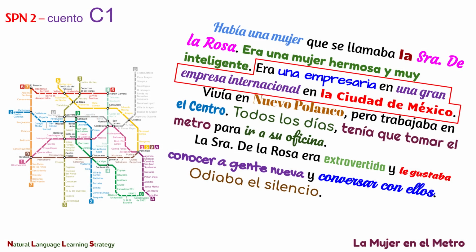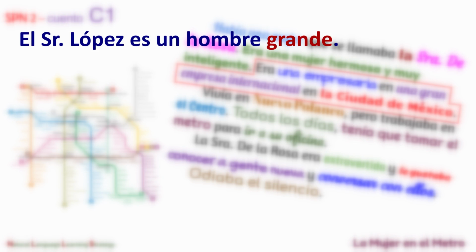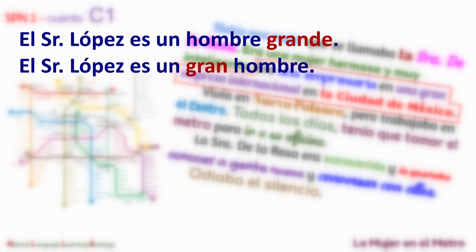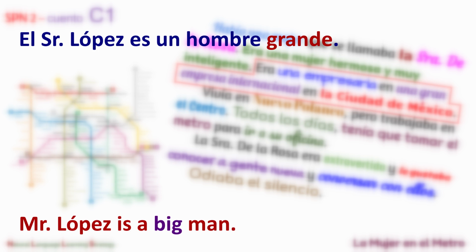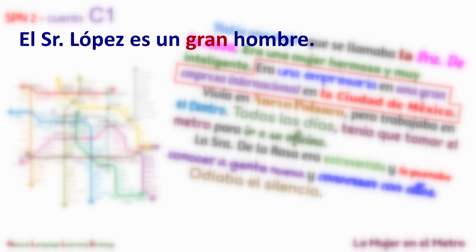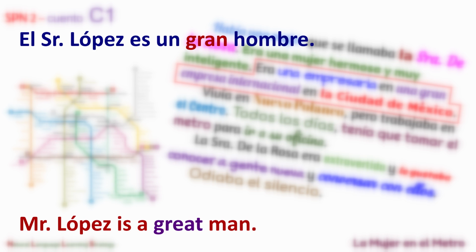An example of the differences can be seen in these two sentences. El señor López es un hombre grande, and El señor López es un gran hombre. In the first sentence, El señor López es un hombre grande, you're saying that Mr. Lopez is a big man. In the second sentence, El señor López es un gran hombre, you're saying he's a great man.